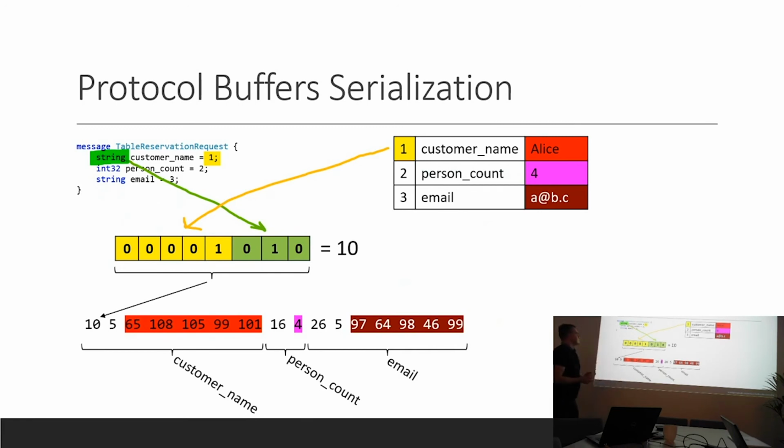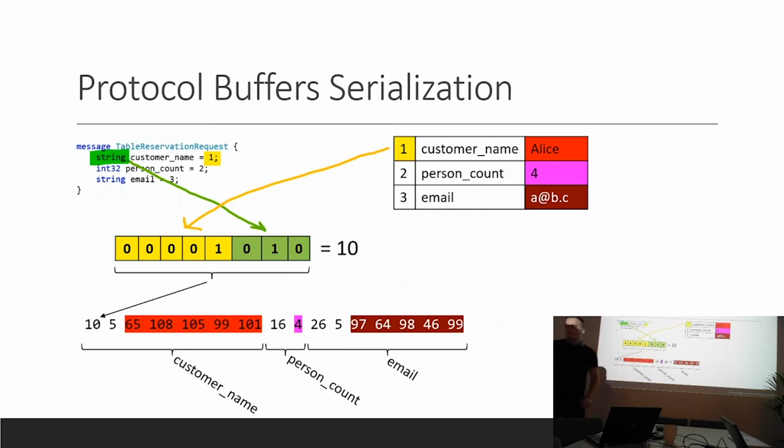Well, and so on. And then again you have email, which is number 3, so that would be 00011, and the type is 010, which is 26. A string of length 5, and then this is the a at b.c.